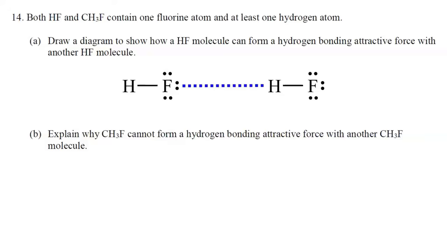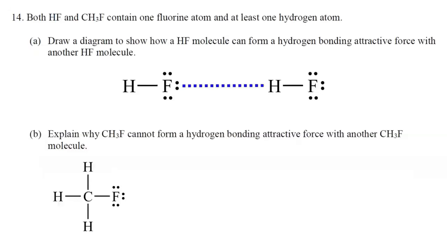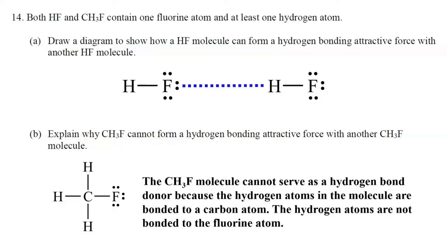So what's the problem with CH3F? Well, in order to be a hydrogen bond donor, the hydrogen atom in the substance must be directly bonded to either N, O, or F. And you can see that in this molecule, the hydrogen atoms are bonded to carbon, not fluorine. So the reason why in part B, CH3F cannot form a hydrogen bonding attractive force with another CH3F molecule is because it cannot serve as a hydrogen bond donor. The hydrogen atoms in the molecule are bonded to carbon. They are not bonded directly to a fluorine atom.